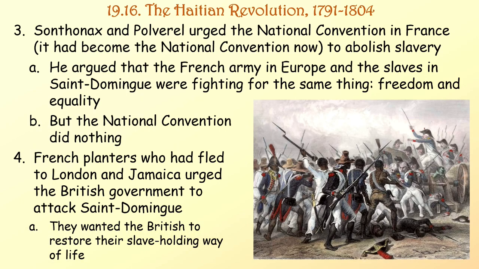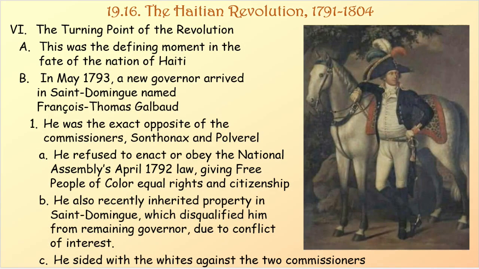Sonthonax and Polverel urged the National Convention in France, it had become the National Convention by this time, to abolish slavery. Sonthonax argued that the French army in Europe and the slaves in Saint-Domingue were fighting for the same thing: freedom and equality. But the National Convention did nothing. French planters who had fled to London and Jamaica urged the British government to attack Saint-Domingue. They wanted the British to restore their slave-holding way of life.